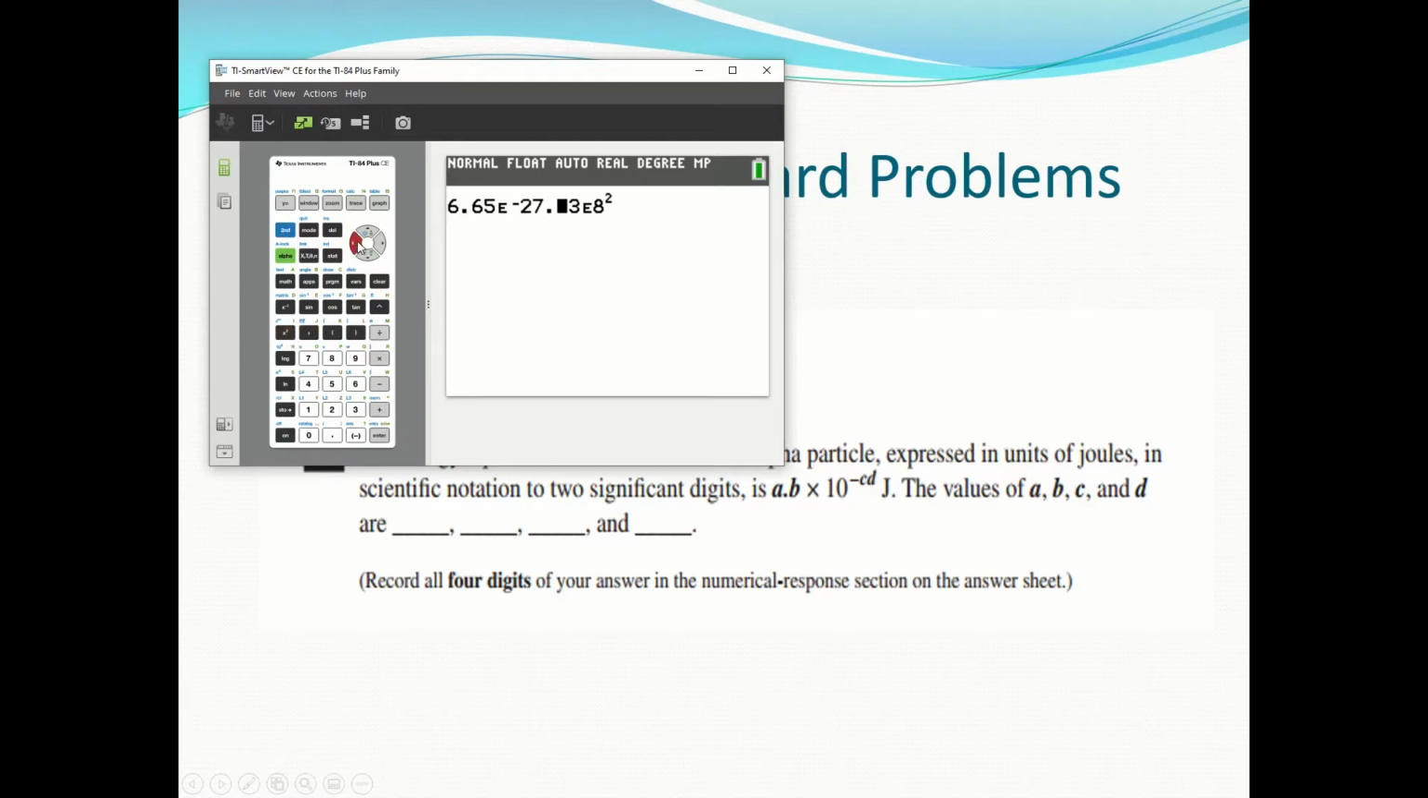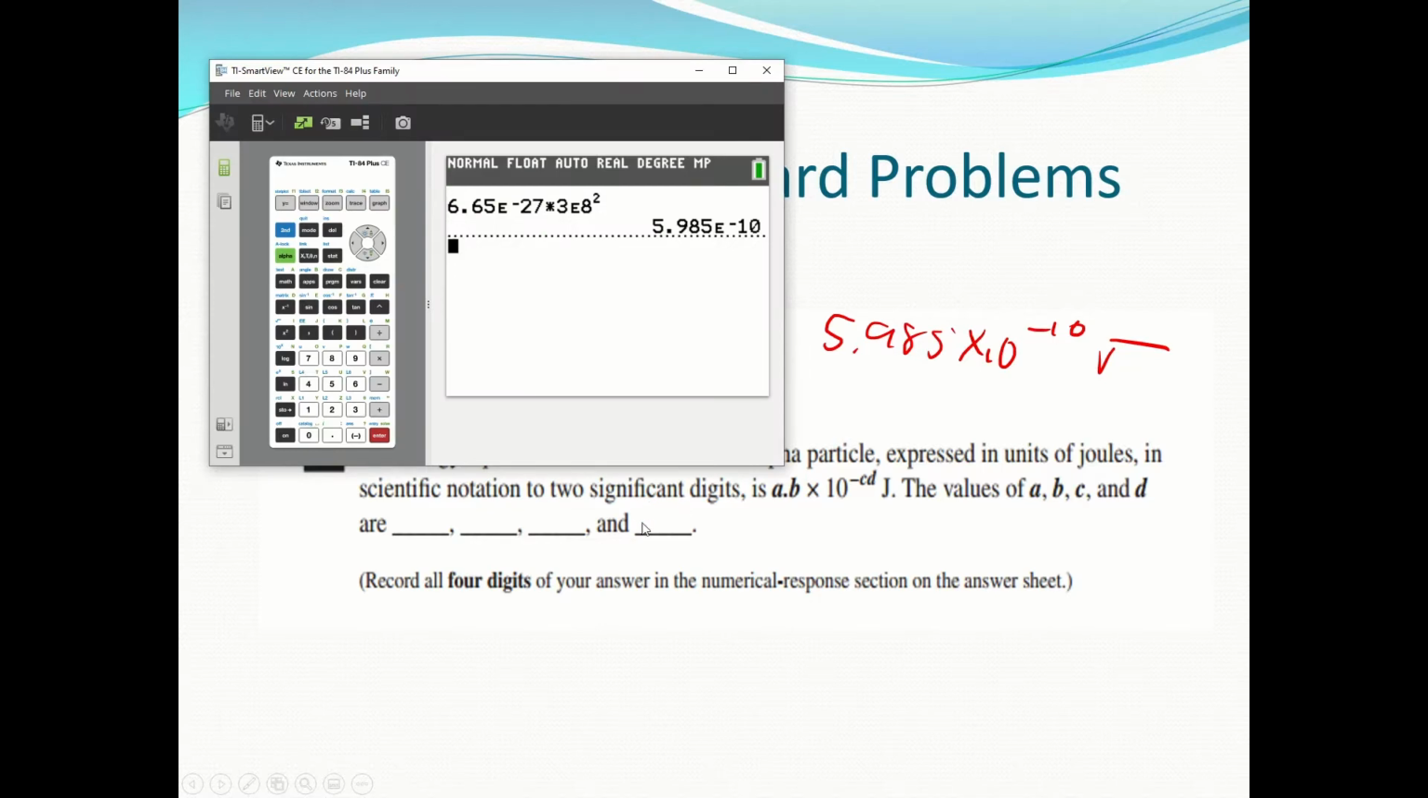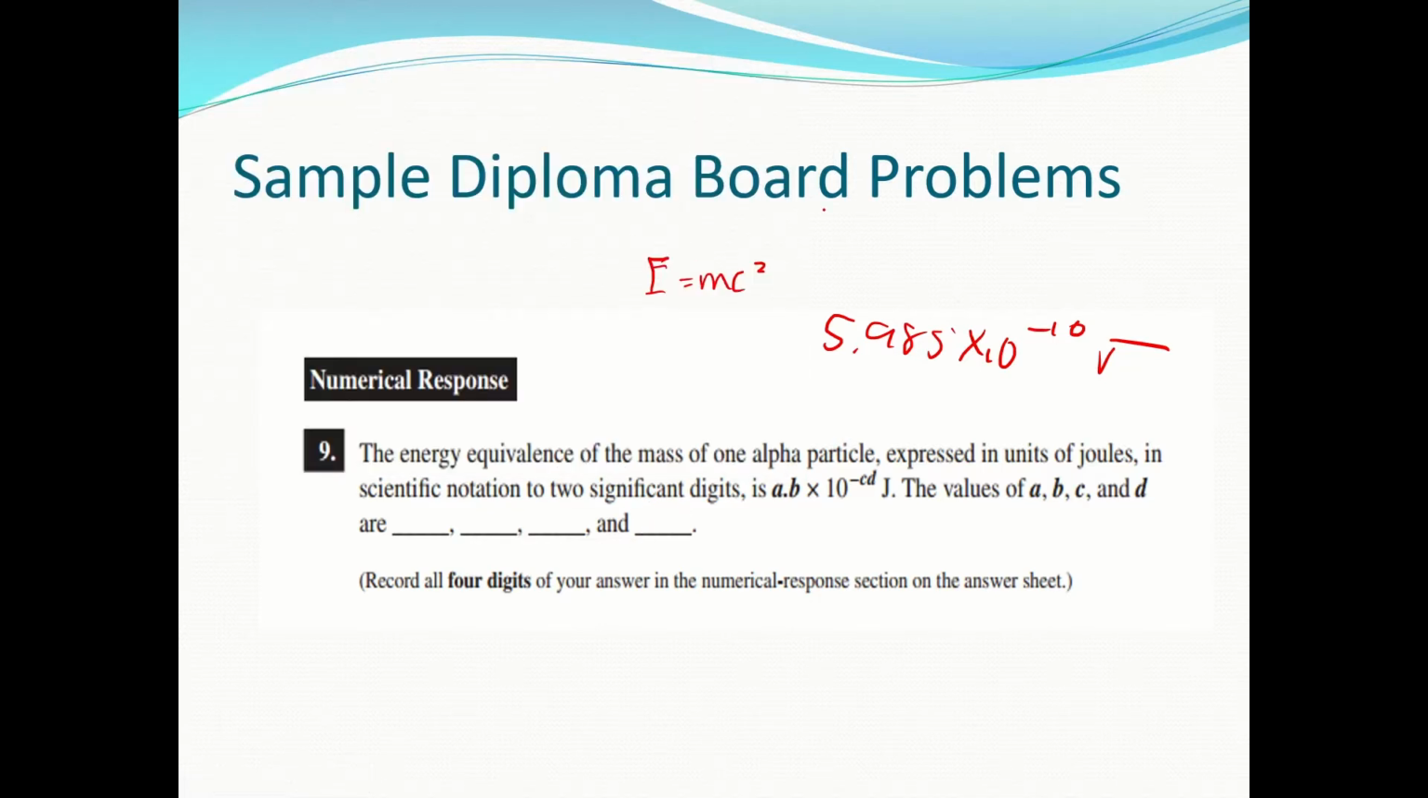Get rid of that extra decimal. I don't know where that came from. And you get 5.99985 times 10 to the negative 10 joules. And this one's a little bit tricky with rounding. So we'd want to do this, which would bring this up and would bring us to 6.0 times 10 to the negative 10. So 6010 would be the correct answer.